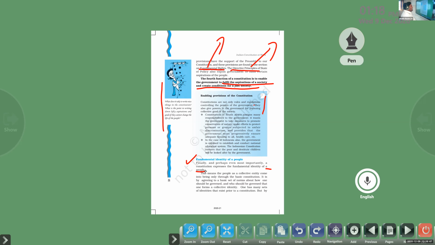And at the same time, we are able to find a number of other words like equality, liberty, justice. Clear or not? Those words are also in the constitution. So we faced the problems related with those values, so we added all those things in the constitution. So we can see all these words in the preamble there. Finally, and perhaps even most importantly, a constitution expresses the fundamental identity of a people. This means that people as a collective entity come into being only through a basic constitution.